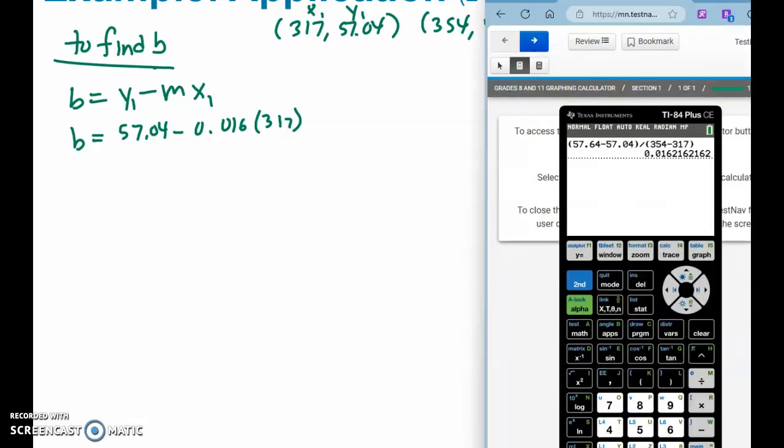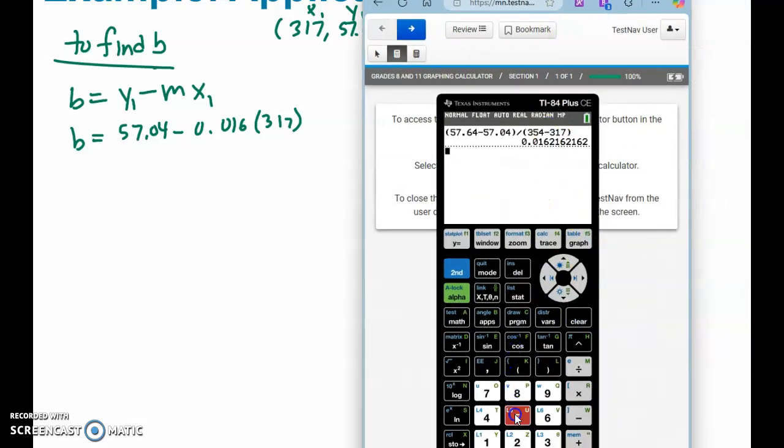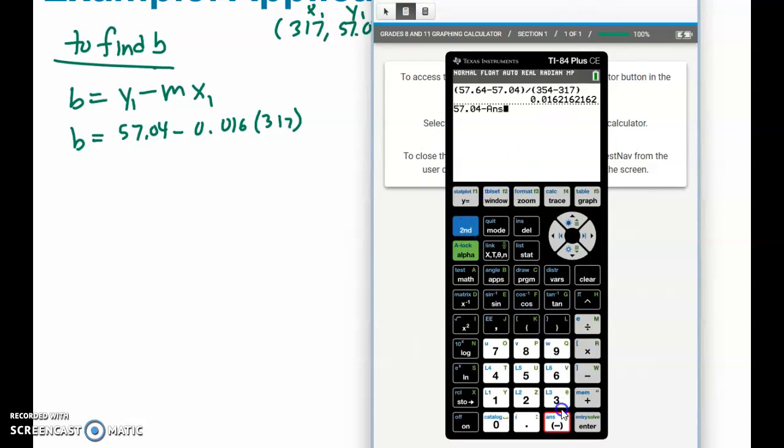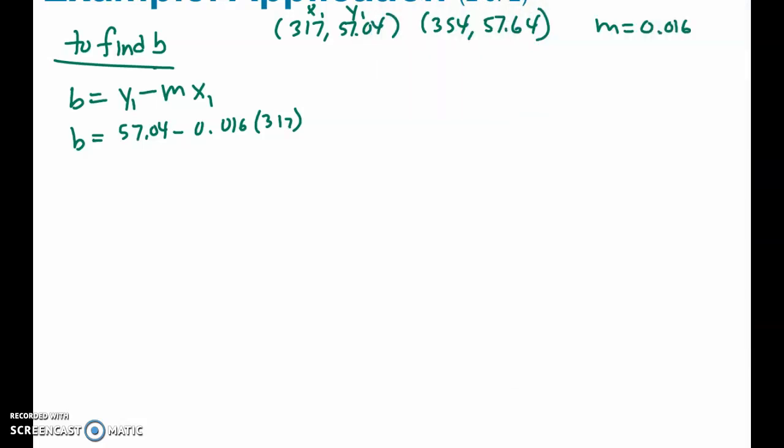And let's put, so I'm going to say 57.04 minus, now I have this slope as a previous answer, so let's just use the previous answer by hitting second and then the negative sign. It pulls the previous answer down so that I don't have to type that out. And like I said, it's best to use it unrounded. So I end up with this value, and I'm going to write that down here.